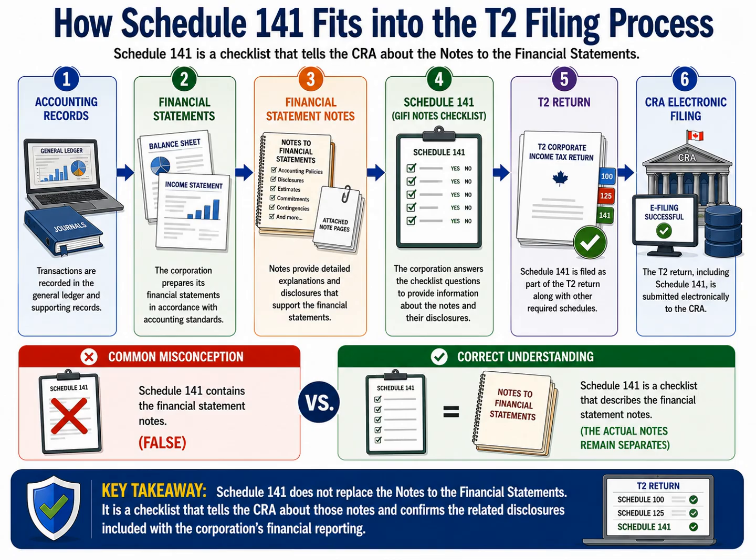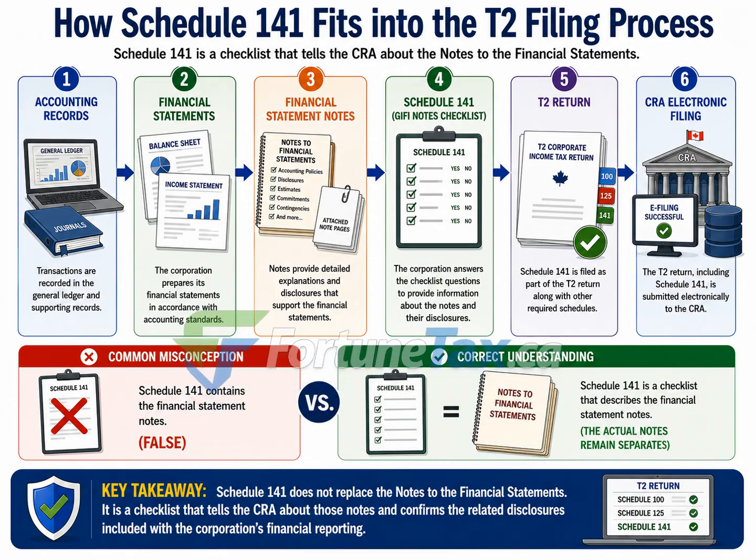The process begins with the corporation's accounting records. Throughout the year, business transactions are recorded in the general ledger and supporting accounting records. These records form the foundation for preparing the corporation's financial statements. Using the accounting records, the corporation prepares its balance sheet and income statement in accordance with the applicable accounting standards. These financial statements summarize the corporation's financial position and financial performance for the year.